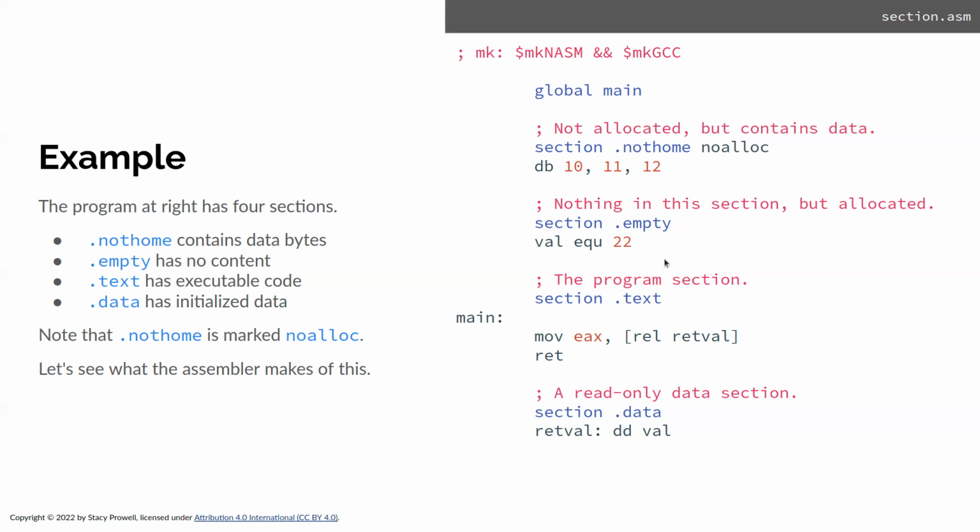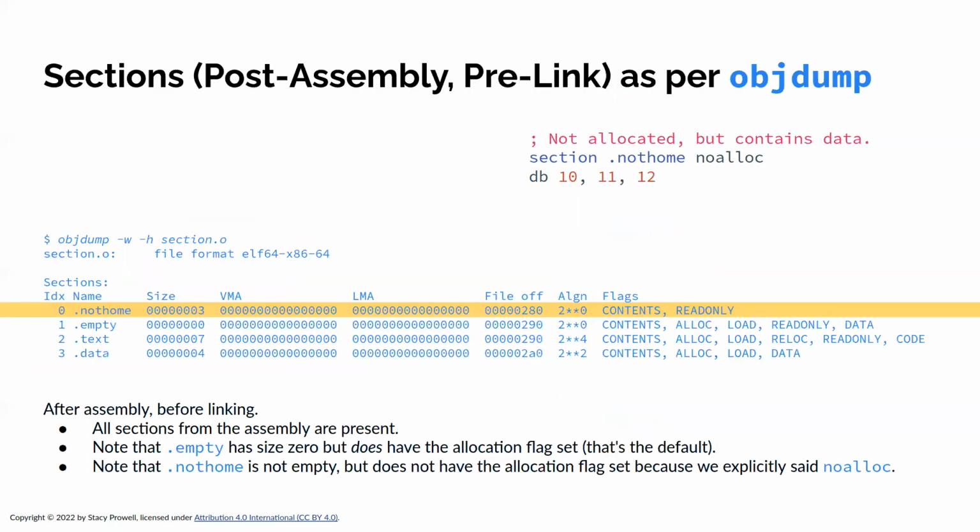But we can see it has 4 sections, and they're all a little bit odd. Not home has data, but it's marked don't allocate. Empty is literally empty. Text has some program text, and data has a single data byte in it. So let's see what the assembler makes of it. So we put it through the assembler, and after we go through the assembler, we use objdump. We make a wide table of the headers for section.o, and we see this.